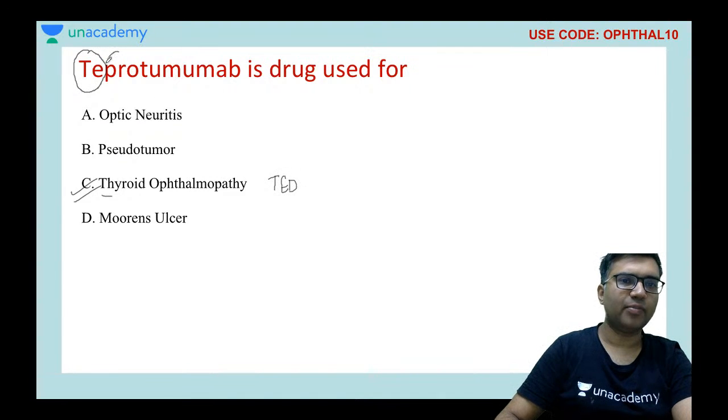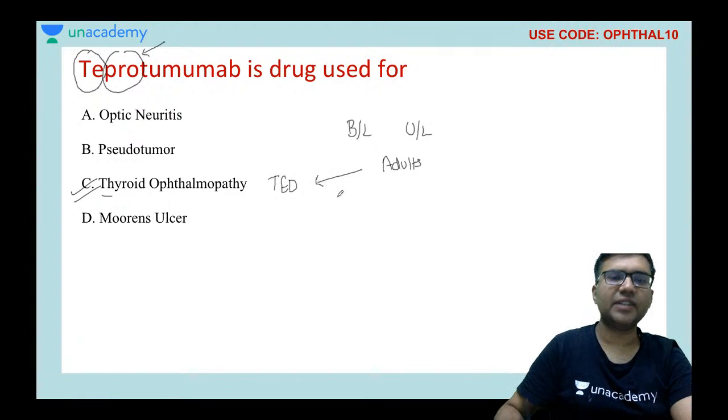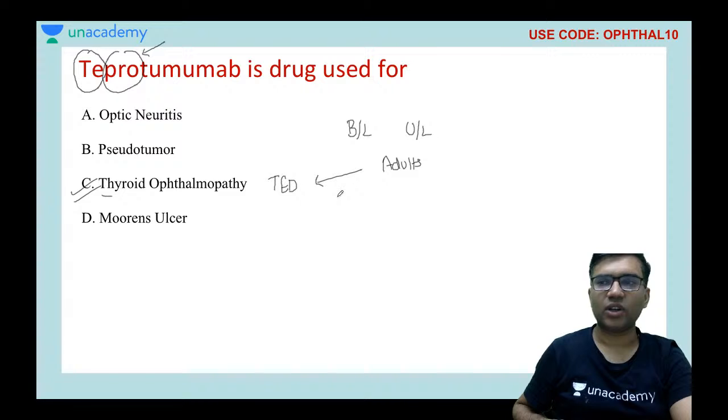Also, you have pro. So pro is proptosis. So you know the most common cause of bilateral or unilateral proptosis in adults is your thyroid eye disease. So this is a trick through which you can just remember what is the answer here.